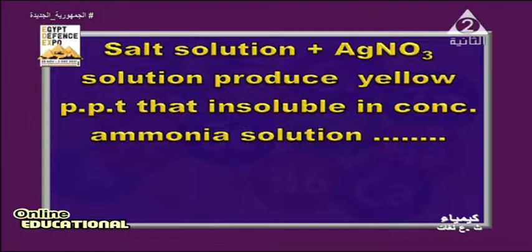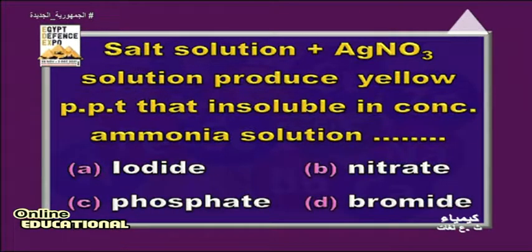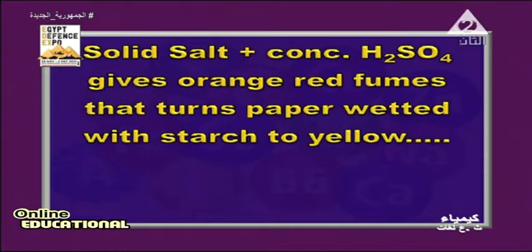Salt solution plus silver nitrate solution produces yellow precipitate that is insoluble in concentrated ammonia solution. Is it iodide or nitrate or phosphate or bromide? If you think about it, yes, it will be iodide. Remember, my dear student, silver nitrate gives yellow precipitate with iodide and phosphate, but it is insoluble only in case of iodide.